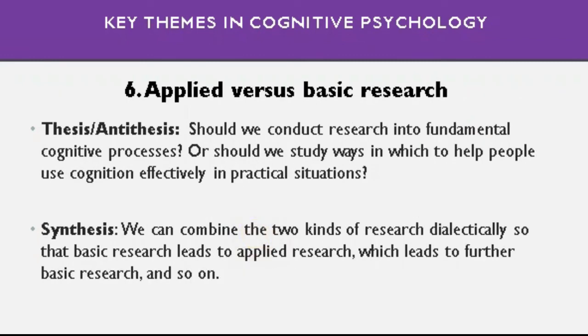6 would be applied versus basic research. Should we conduct research into fundamental cognitive processes? Or should we study ways in which to help people use cognition effectively in practical situations? So the conclusion would be we can combine the two kinds of research dialectically. So the basic research leads to applied research, which leads to further basic research, and so on.